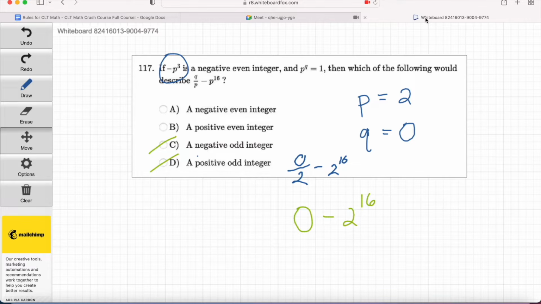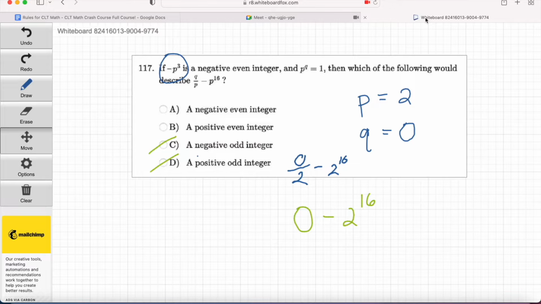Now here's the next question. Is this going to be negative or is it going to be positive? It's going to be negative, right? Now you might be like, but aren't you raising negative 2 to the power of 16? And you're really not here. You're subtracting 2 to the power of 16.